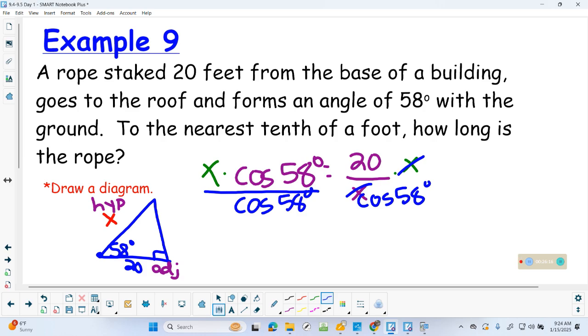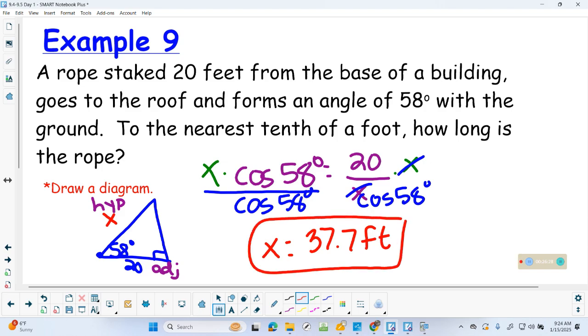I rounded to the tenth. You round to whatever. Love it, 37.7, and I'm going to label, we're in feet. Got it. Any questions on the trig ratios?